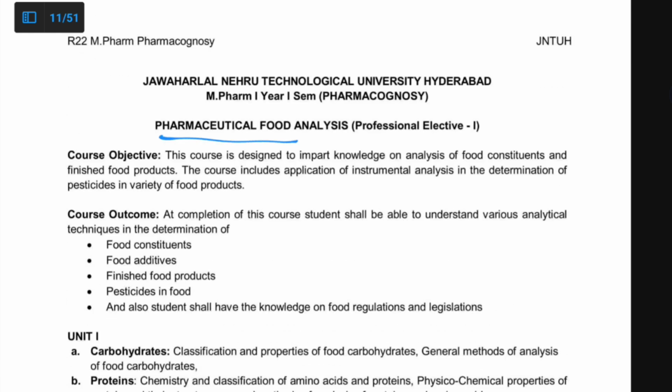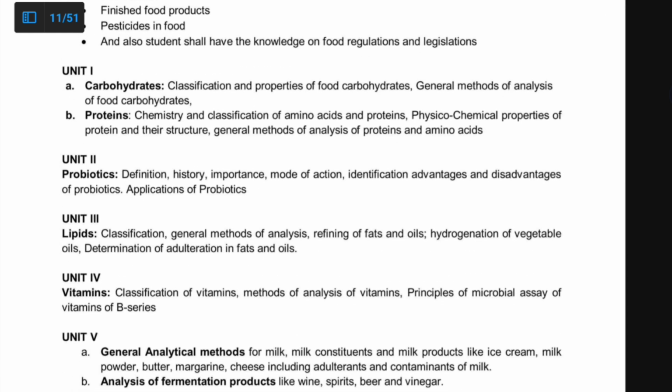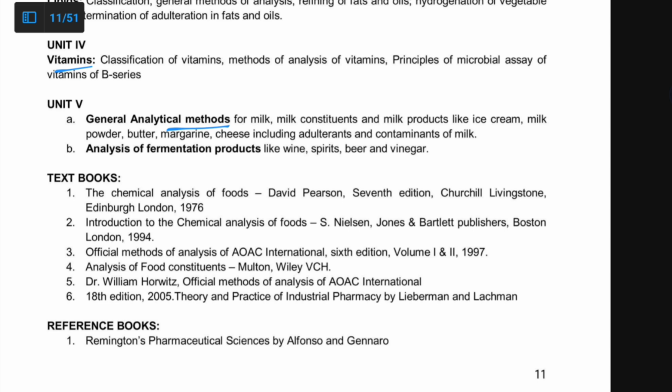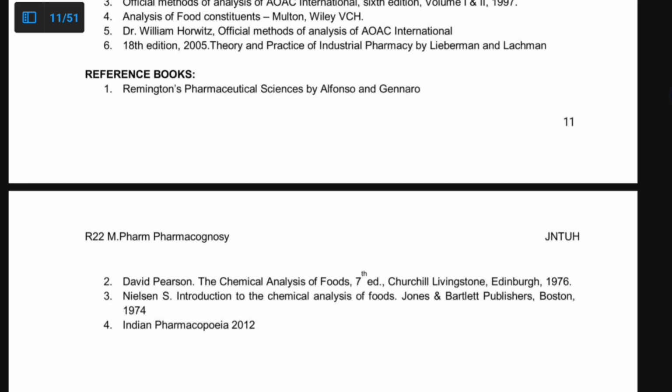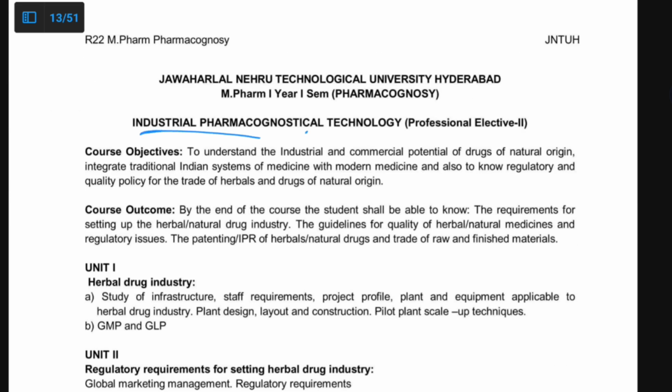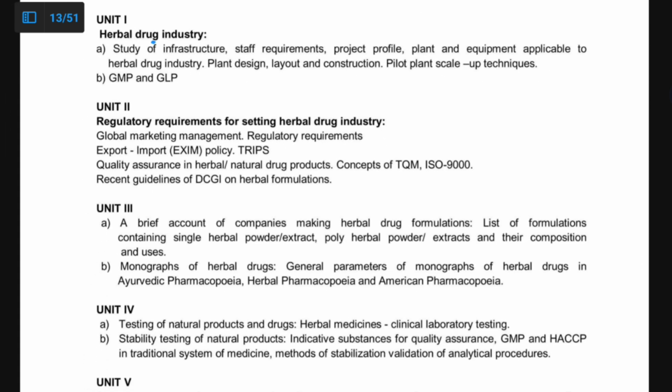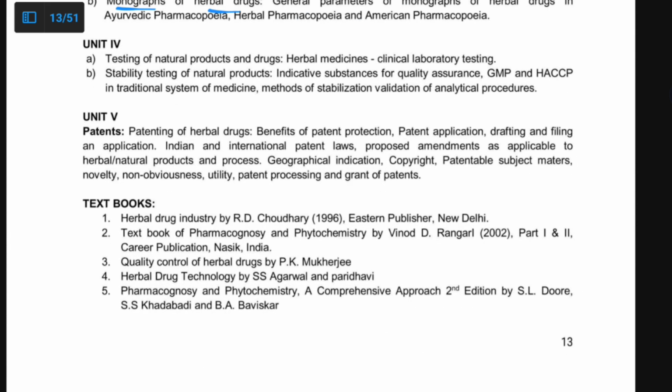Next, we have pharmaceutical food analysis: carbohydrates, proteins, probiotics, lipids, vitamins, and general analytical methods, analysis of fermentation products. Industrial pharmacognostical technology: herbal drug industry, regulatory requirements of settings, herbal drug industry, exports and imports, a brief account of companies making herbal drug formulations, monographs of herbal drugs, testing of natural products and drugs, stability testing, patents.